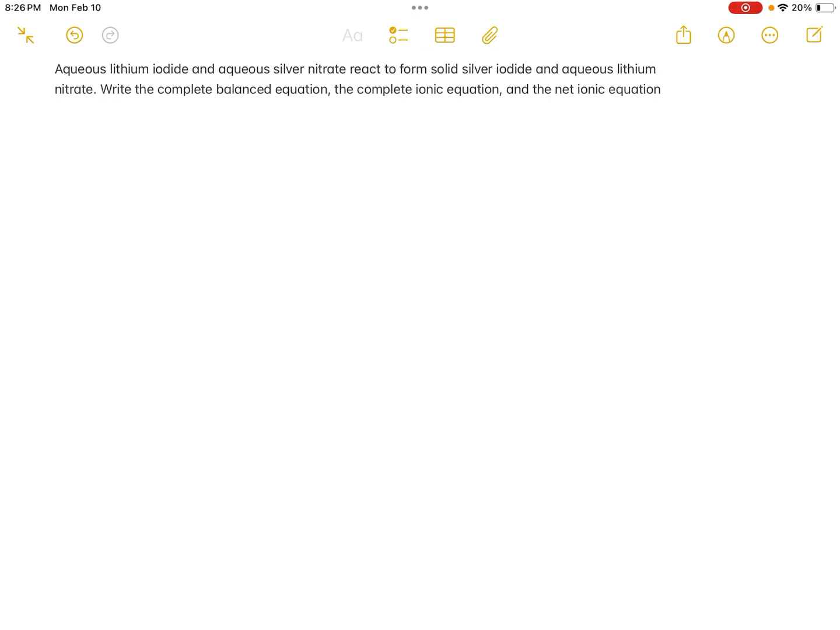For this problem, we're told that aqueous lithium iodide and aqueous silver nitrate react to form solid silver iodide and aqueous lithium nitrate. We're asked to write the complete balanced equation, the complete ionic equation, and the net ionic equation. Let's start with writing at least a skeleton equation.